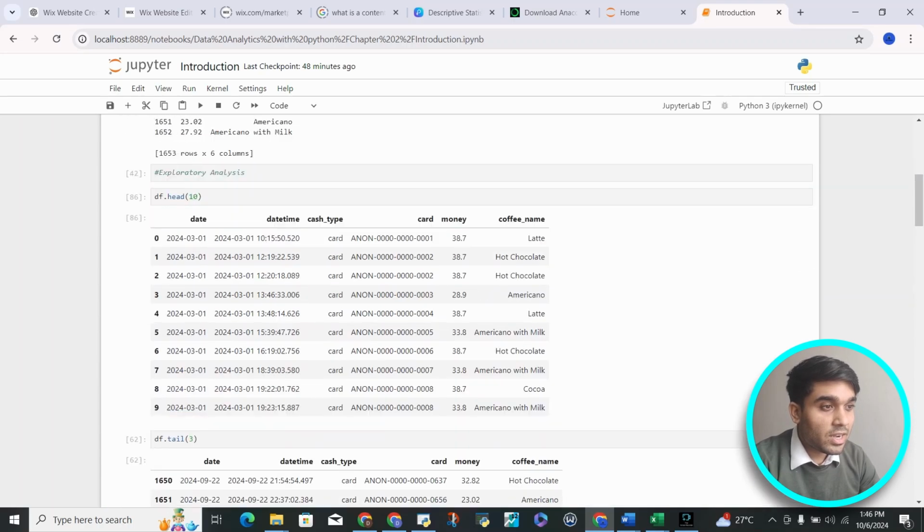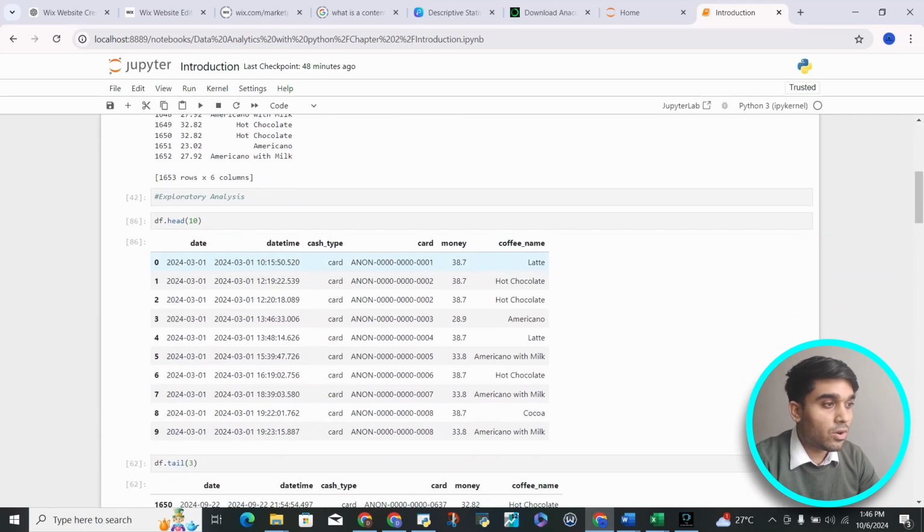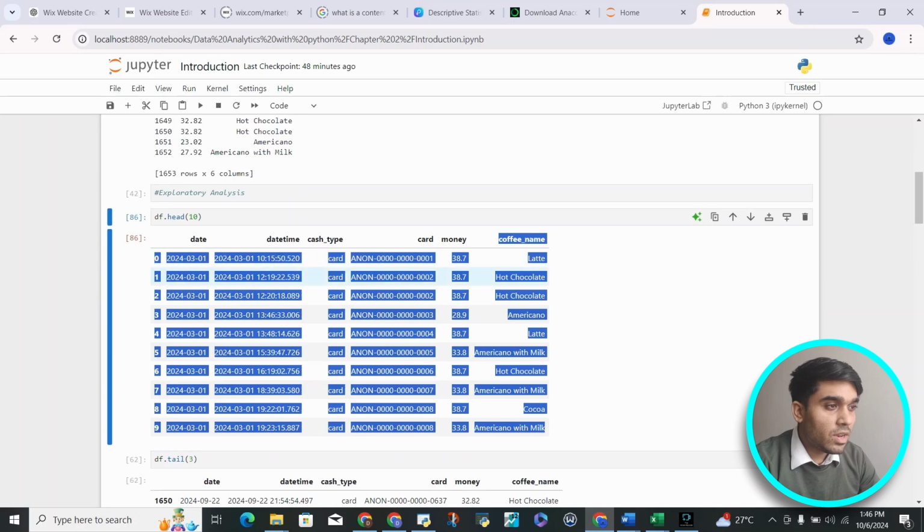So this entire data set was about coffee names, and we were able to get some information related to money, card, cash type, date and date type.